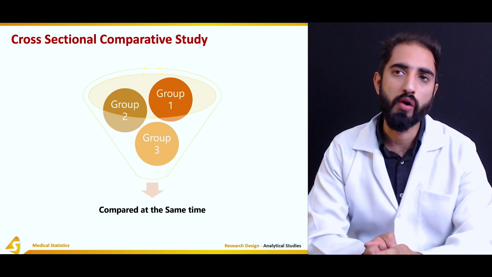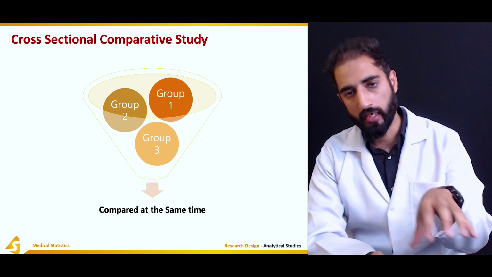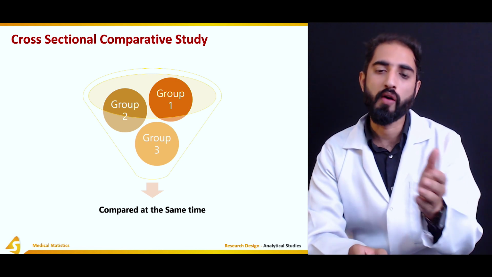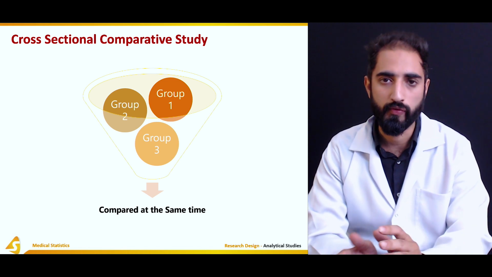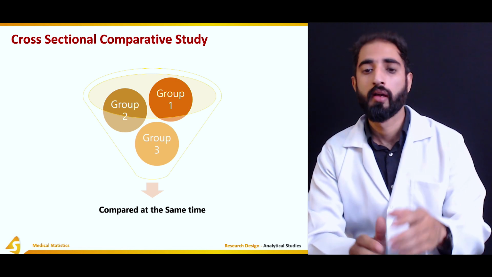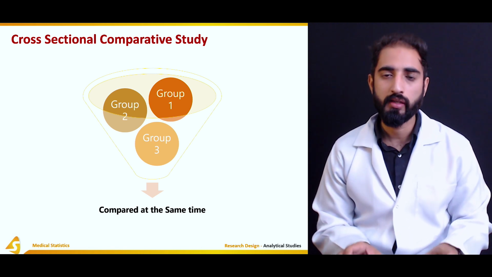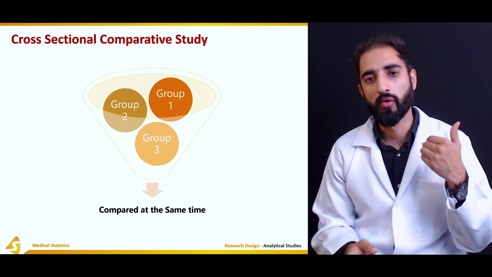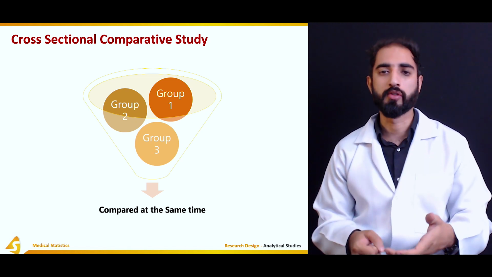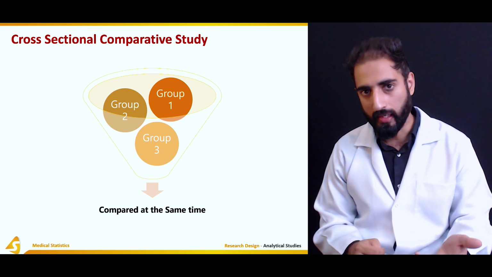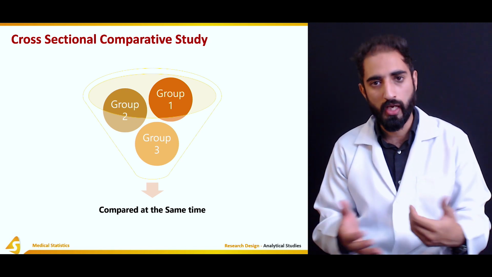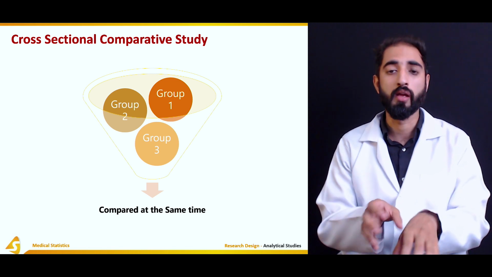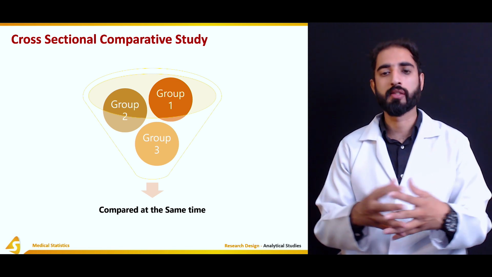For example, in a class there are males and there are females, and you want to find out which of the two categories, male or female, is more active. So you are comparing the activity status of both groups, the genders, at one point in time. This is known as a cross-sectional comparative study. It is conducted the same way as a cross-sectional survey, which is a descriptive study design, but the way you analyze the data makes it a comparative study, because you're comparing two or more groups.